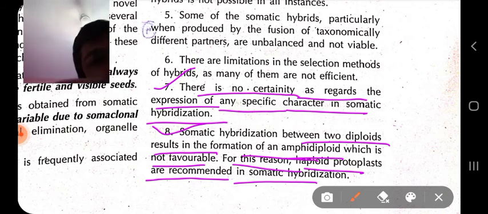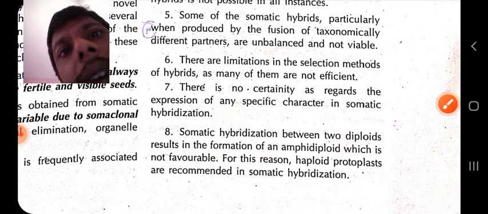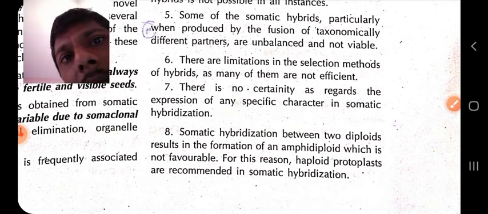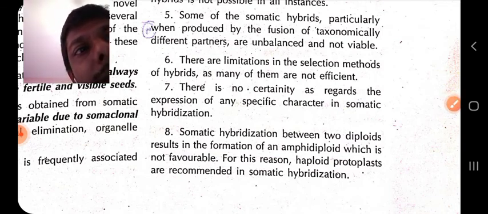So this was all about your somatic hybridization techniques, the protoplast culture. I hope you have understood all these things.